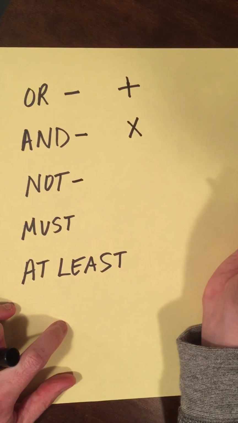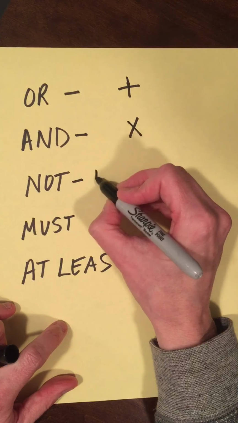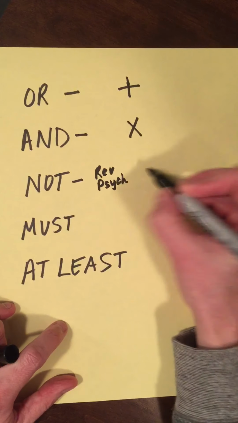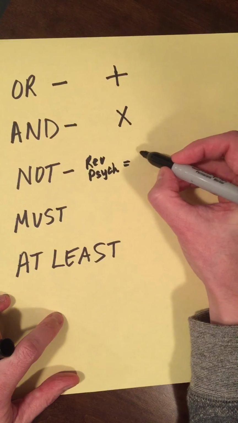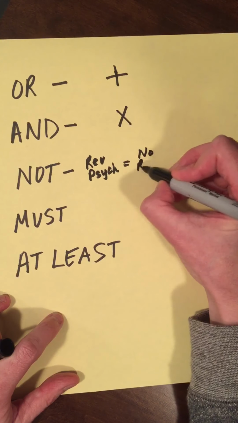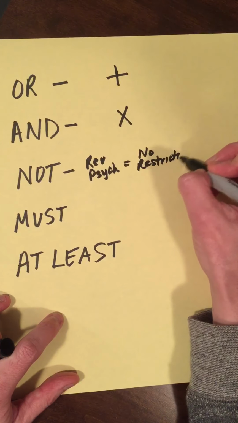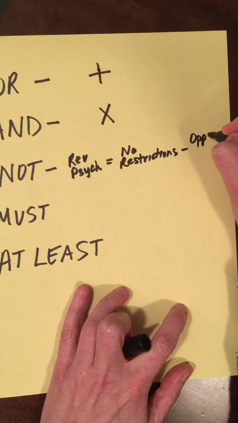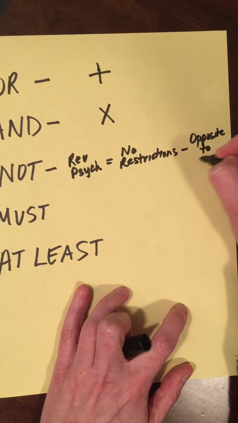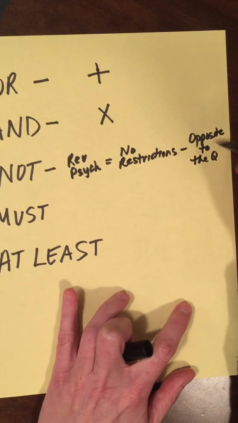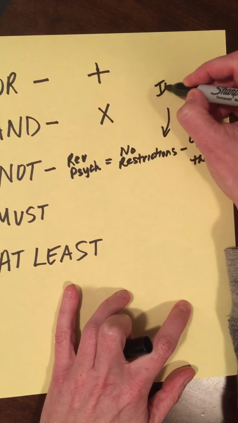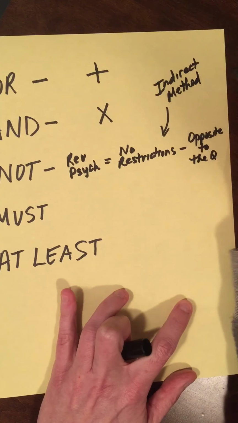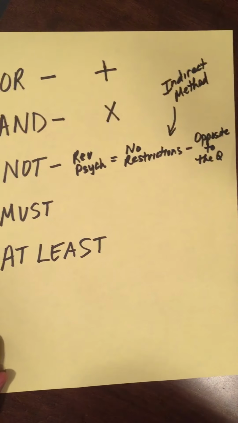When I see the word not, my brain goes towards reverse psych. Now, reverse psych means no restrictions minus what's opposite to the question. And remember, the official name for this is the indirect method. I call it reverse psych because it's forcing our brain to work in the reverse.